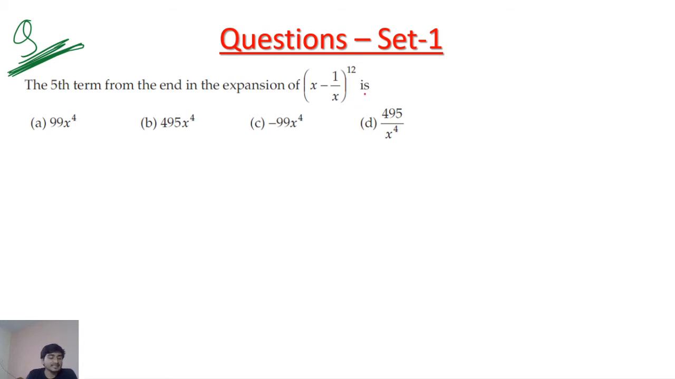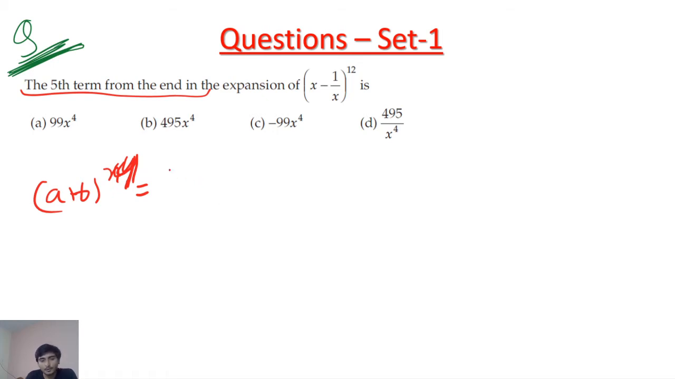Read here, guys. Here, you need to be careful. The fifth term from the end. Now just one thing you need to know: if you are expanding (a + b) to the power n, assume n is 4.